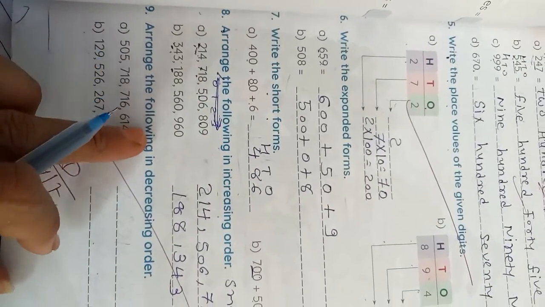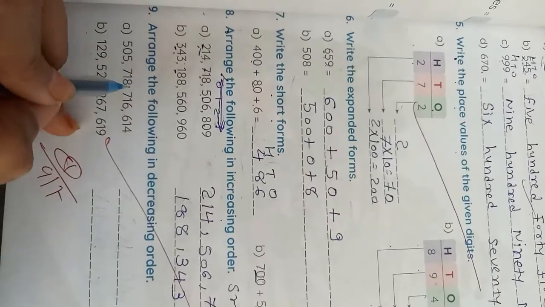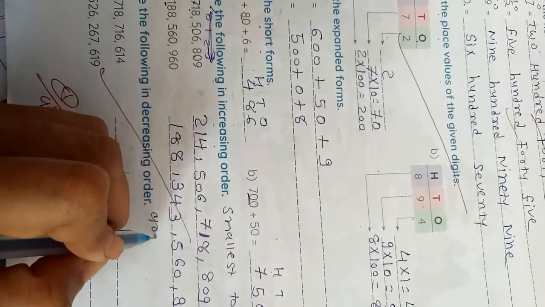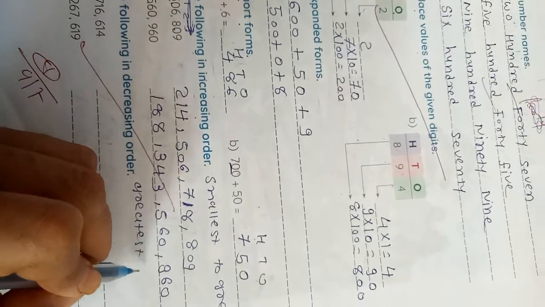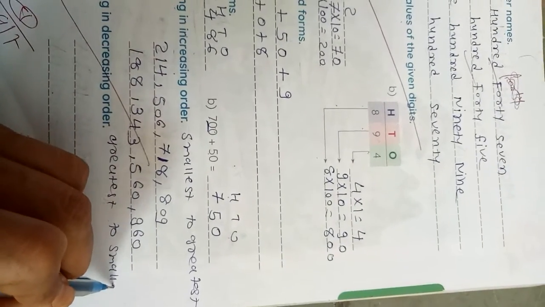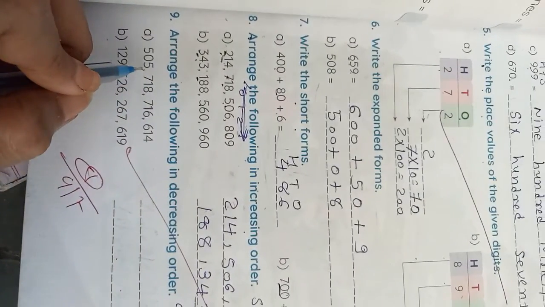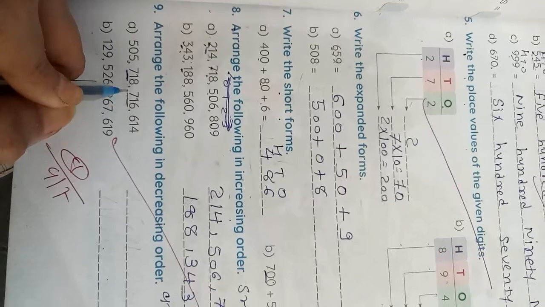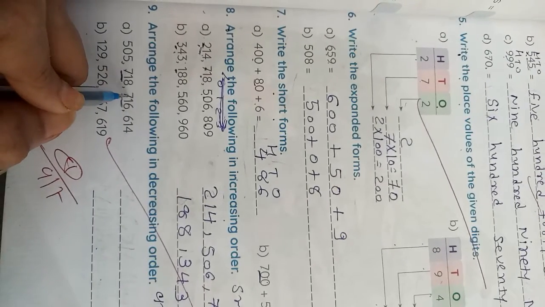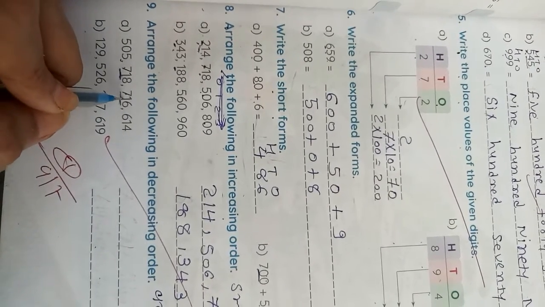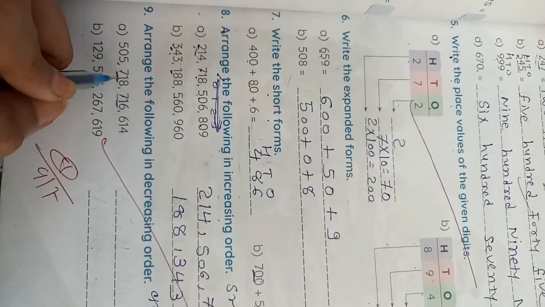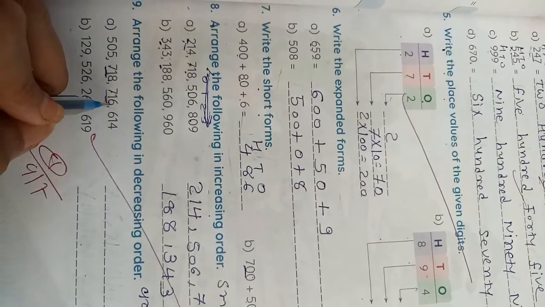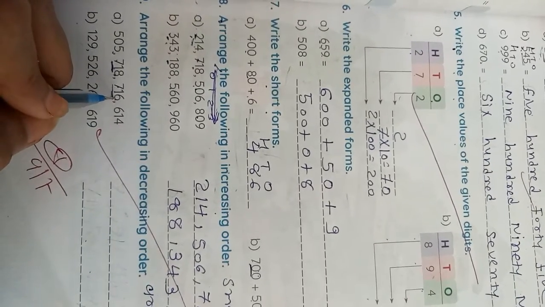Question number 9, arrange the following in decreasing order. Decreasing means you have to write down the greatest value first, greatest to smallest. In this you can see 718 and 716. Here 7 and 7, both are the same. At the 10th place, both are the same. Here at the 1 place 8, here at the 1 place 6, so 8 is greater than 6.